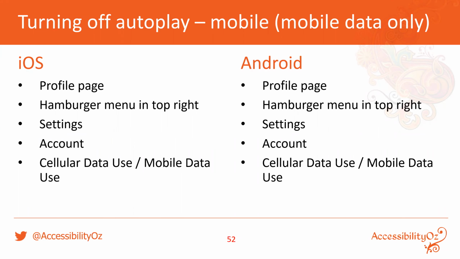On iOS, and actually it's exactly the same on Android, you go to the profile page, you select the hamburger menu in the top right, select settings, then account, and then cellular data use, mobile data use, and you switch the autoplay off at that point.